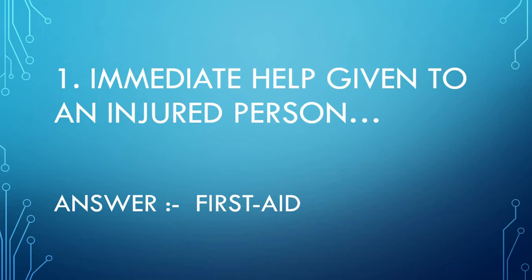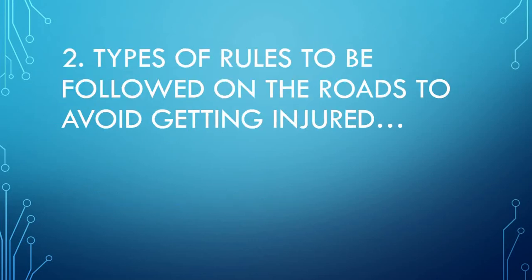Okay? Now, if you have written the answer, we shall move to another question. Number 2, types of rules to be followed on the roads to avoid getting injured. Now you know there are basically 5 rules even in your textbook, but here types of rules are asked. How many types are not asked? Please understand the question. Types of rules to be followed on the roads to avoid getting injured. So what will be the one word answer?